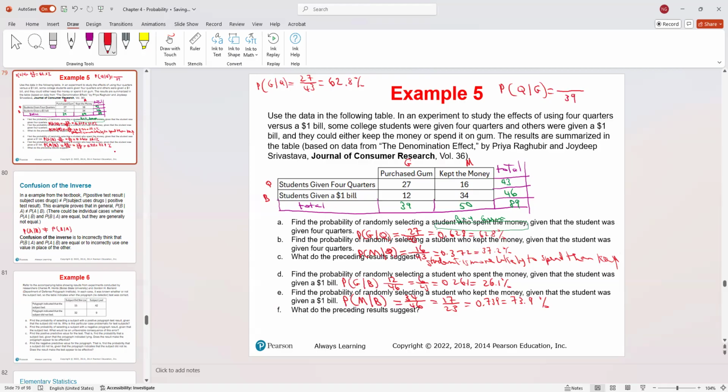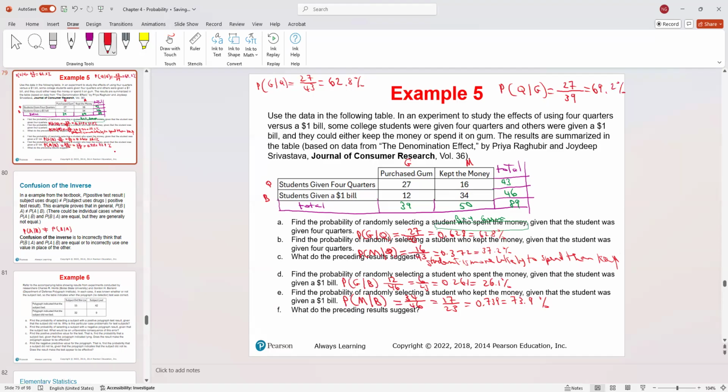We're not going to divide by 43 anymore. Probability of Q given G, so the intersection is 27. You see, the denominators are totally different. So for this one, we're going to do 27 divided by 39. That would give us 69.2%. Two different ones, okay?